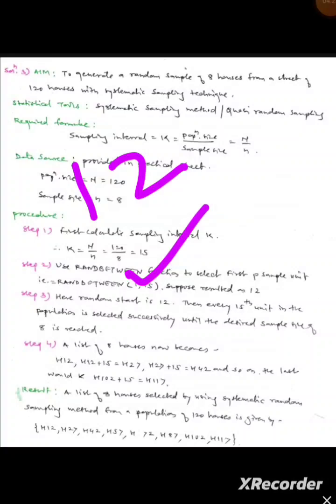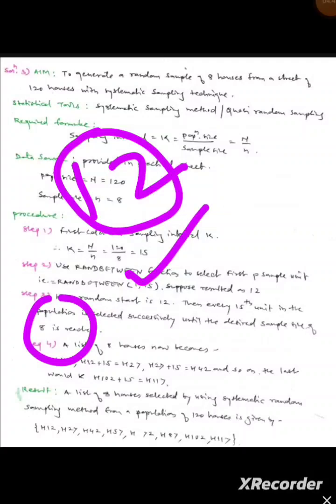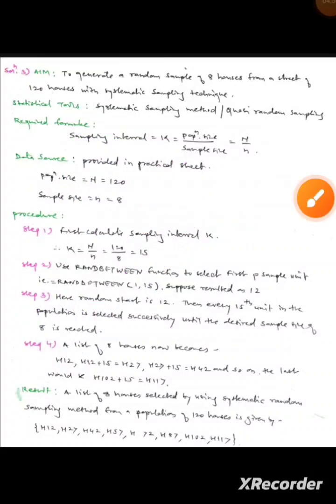So why is this systematic? Because we start with a random start. The random start is 12 and there is a systematic pattern, meaning every 15th unit in the population is selected. So how many do we need? We need a sample of size 8. So we start with 12, every 15th value should be included, and the total number of samples must be 8.